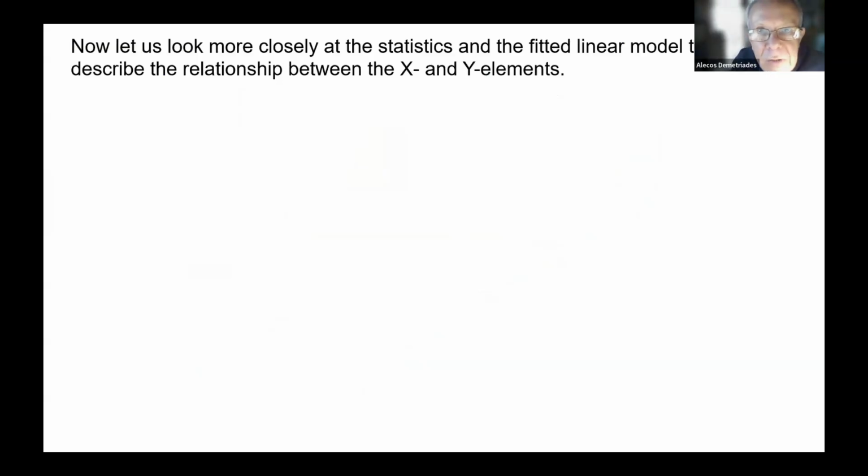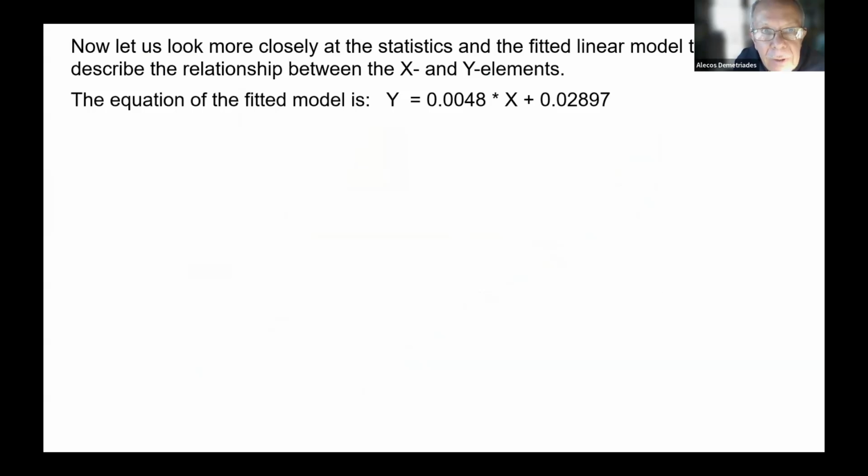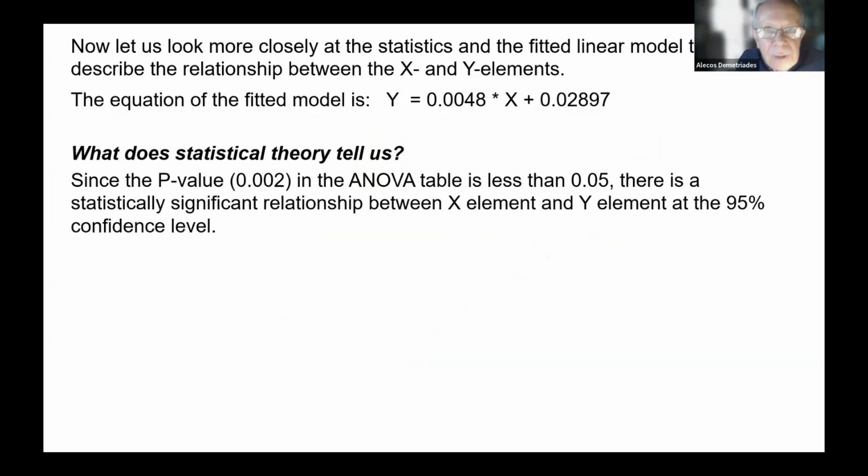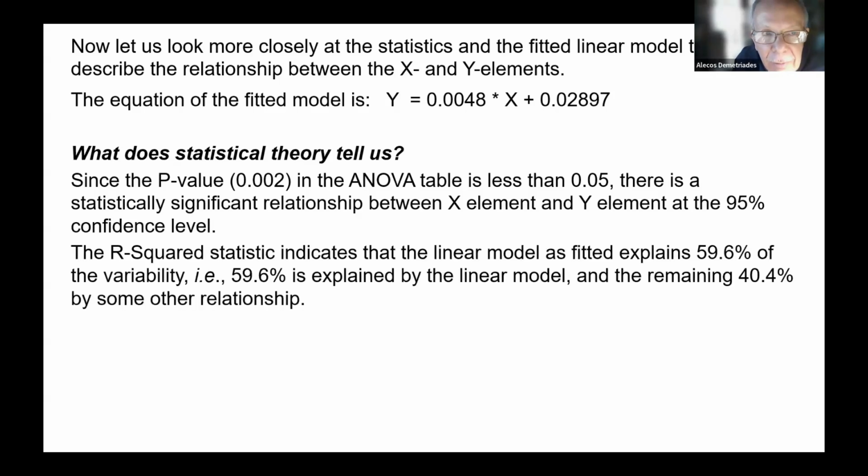Now, let us look more closely at the statistics and the fitted linear model describing the relations between the X and Y elements. The equation of the fitted model is Y equals 0.004 by X and so on. What does statistical theory tell us? Since the p-value of 0.002 in the ANOVA table is less than 0.05, there is a statistically significant relationship between X element and Y element at the 95th confidence level.